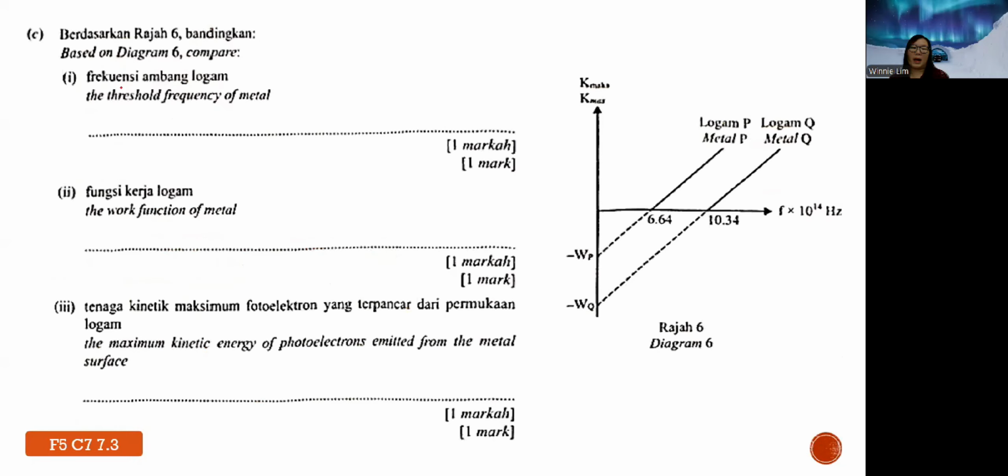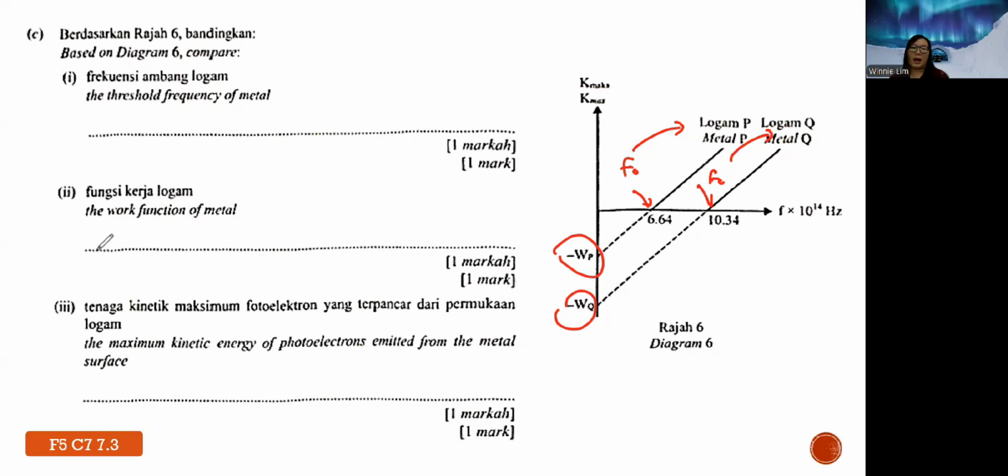C is a comparison part. So firstly, they want you to compare the threshold frequency. So this is f0, threshold frequency, but this one is for P, this one is for Q. So obviously, which one is greater? The Q one is greater. Then this is work function. Same thing, Q will be higher here. And what about the maximum energy emitted from the metal surface?